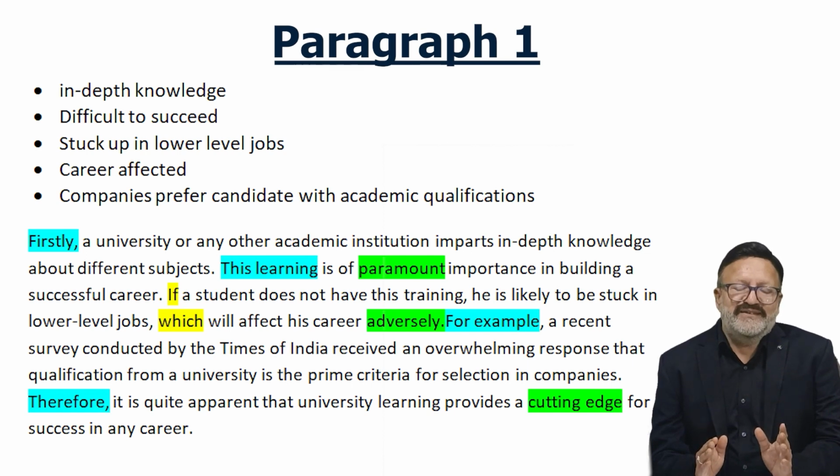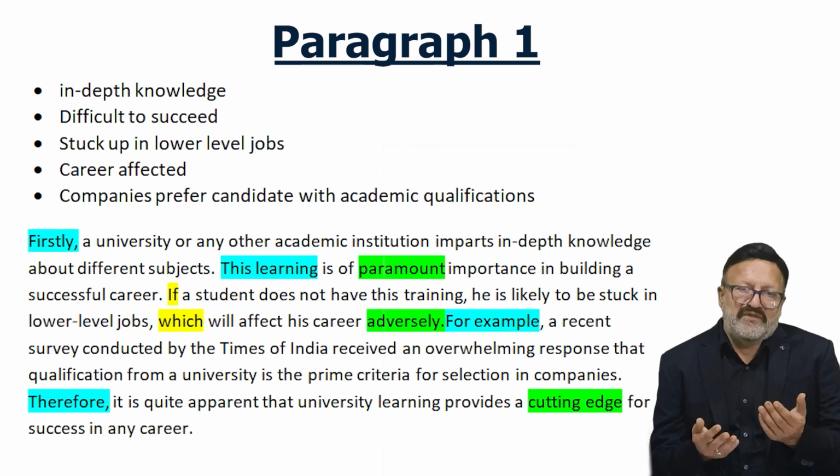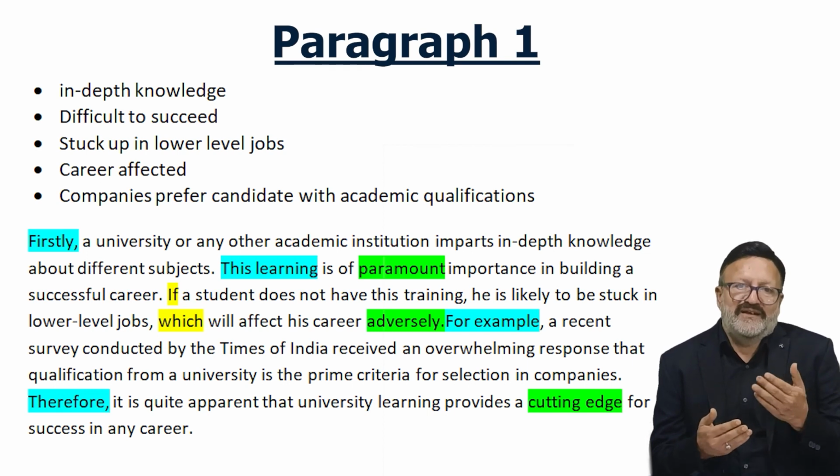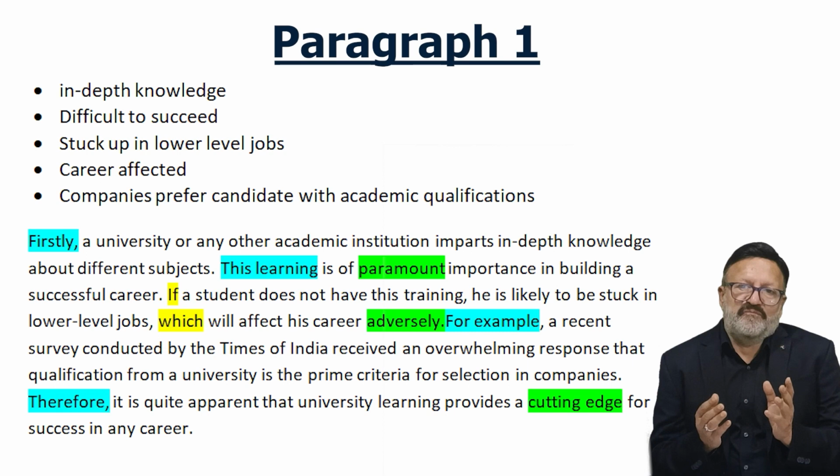Second explanation is, if a student does not have this training, he is likely to get stuck in low level jobs, which will affect his career adversely. So in this I have used "if" as a linker, even though it can be taken as a complex conjunction also, which is a complex conjunction, and "adversely" is the common synonym.